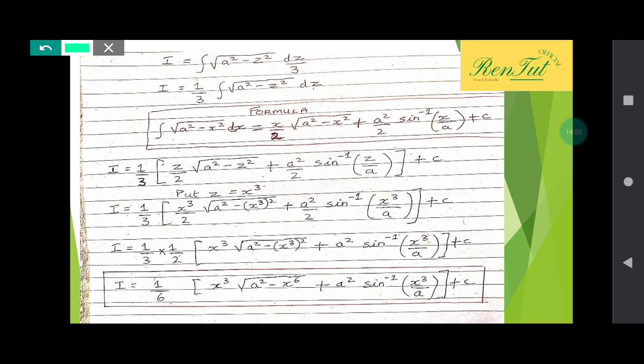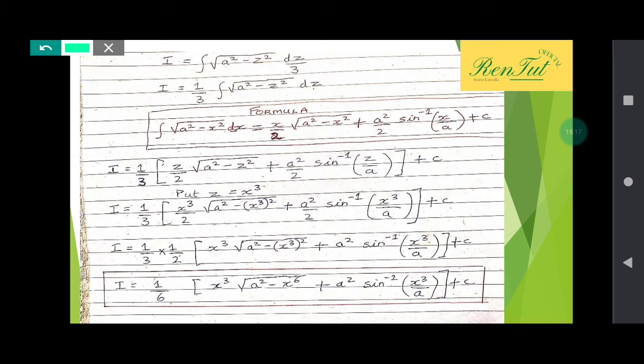Now what you need to do is put the final answer in terms of x, not in terms of z. So you have to resubstitute. We will be resubstituting the value of x. So z is equal to x cube. Instead of z, you will be putting x cube. Here also x cube is there, and here also. In 3 places you need to put x cube.